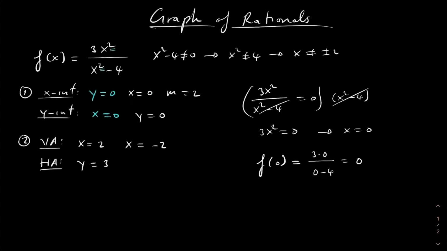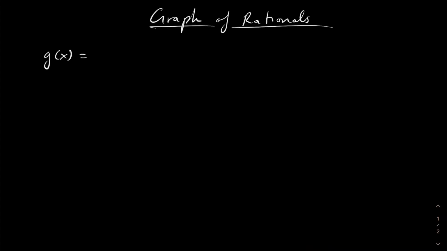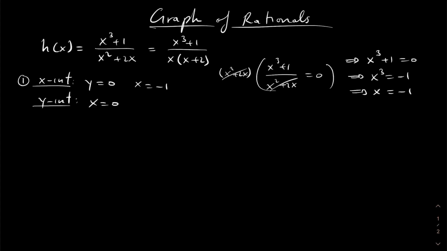Hey guys, after talking about how to find the asymptote of rational functions, let's go ahead and jump into how to draft them.